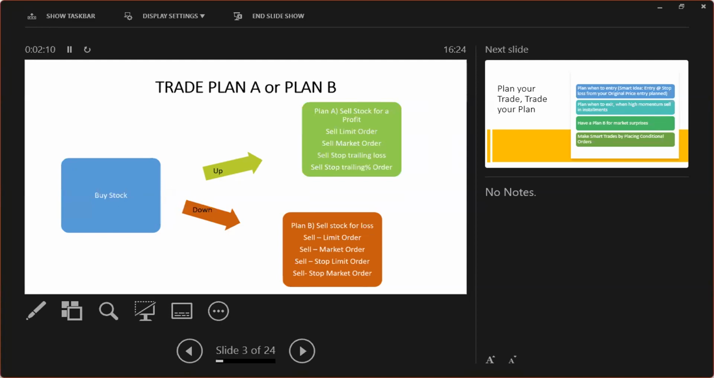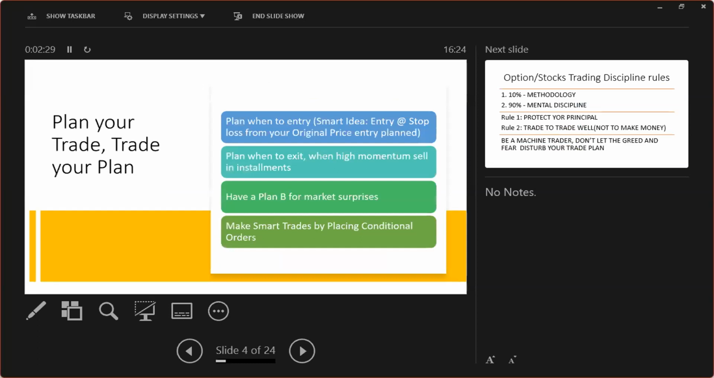Similarly, with the same Apple stock, you want to buy it at 160, you want to sell at 180, and you want to exit the trade the moment Apple stock goes below 157. So you need to plan both plan A and plan B, right? I'll show how to execute these steps. You have to plan your trade, and then trade your plan. Always make smart trades by placing conditional orders.